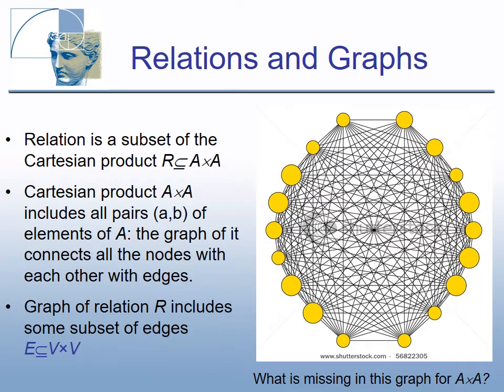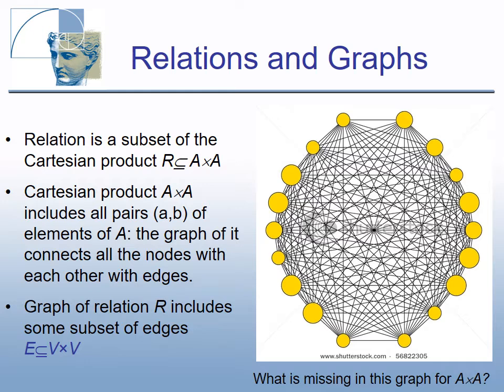The notion of a graph is strongly connected with the notion of a relation. A relation R is a subset of the Cartesian product A times A. You already met the Cartesian product in previous lectures and quizzes. The Cartesian product A times A includes all pairs (a, b) of elements of A. The graph of it connects all the nodes with each other with edges.